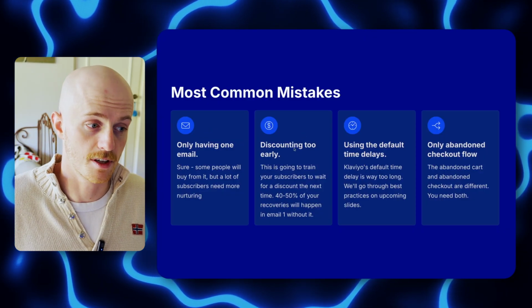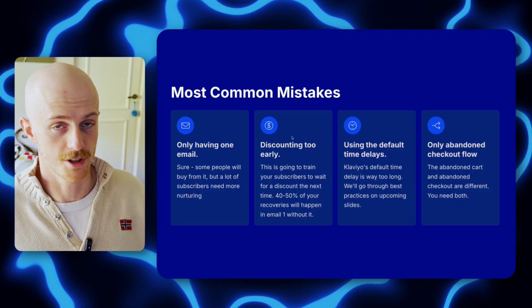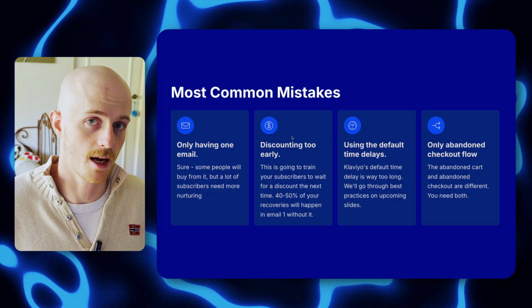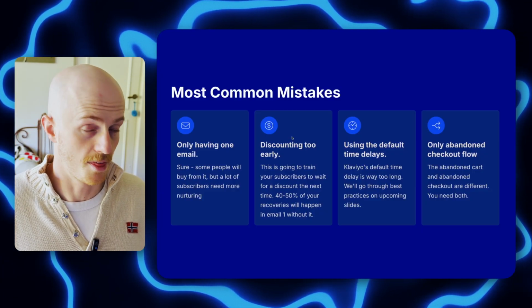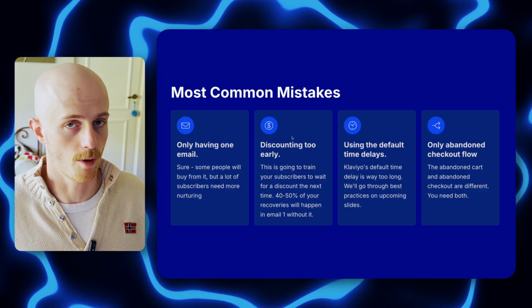Another one is discounting far too early. That's going to train people to just add something to the cart because they know a discount's going to be coming. You're going to get a lot of recoveries in email one without having any kind of discount, so you don't just want to be giving away margin for the sake of it.